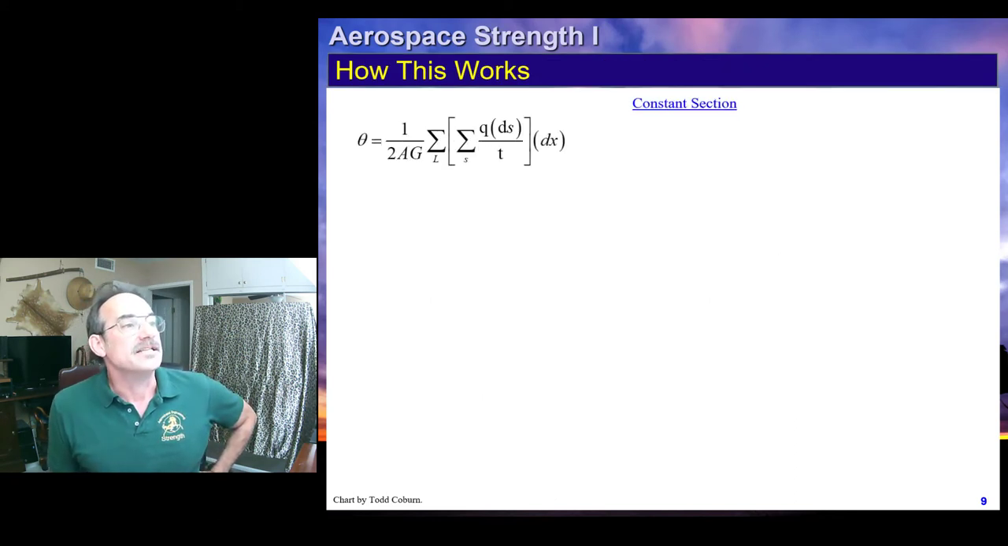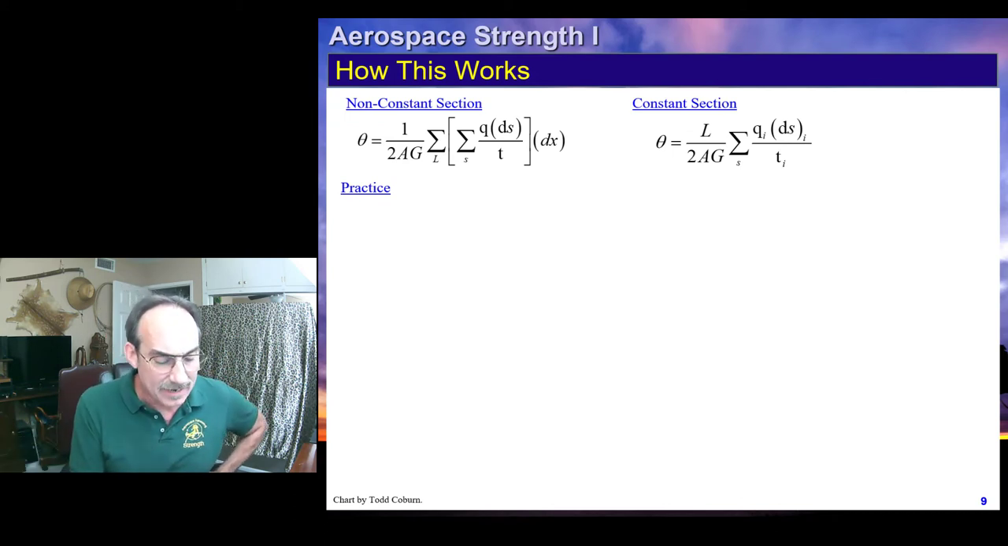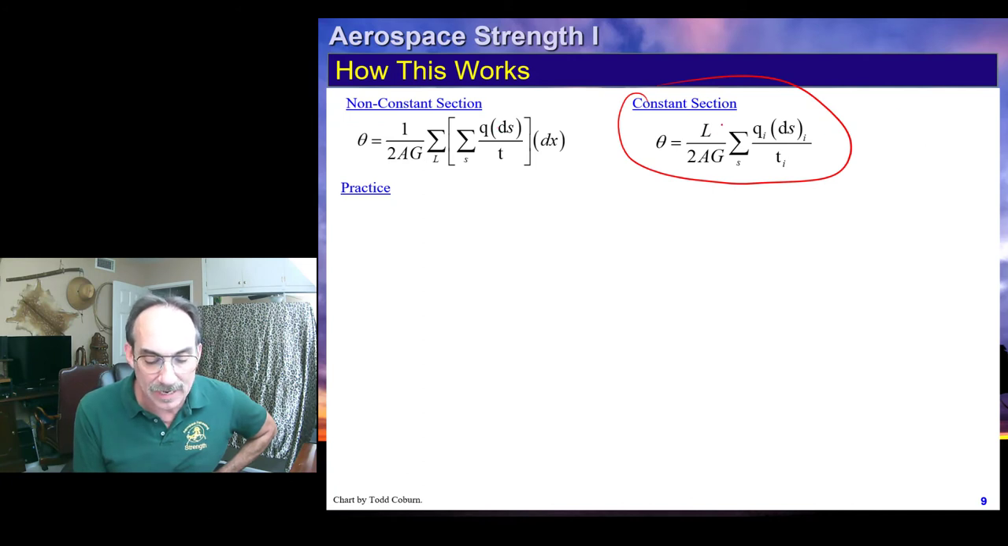So if we have a constant section, these are reversed. Let me fix this. I noticed this in class the other day. If we have a constant section, oh, I already fixed it. Great, I did fix it. If we have a constant section, then we're not changing along the length. That means our integration along the length just becomes L. If we have a non-constant section, then we actually have to sum this up.